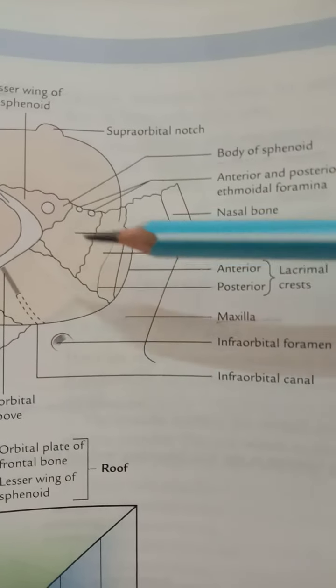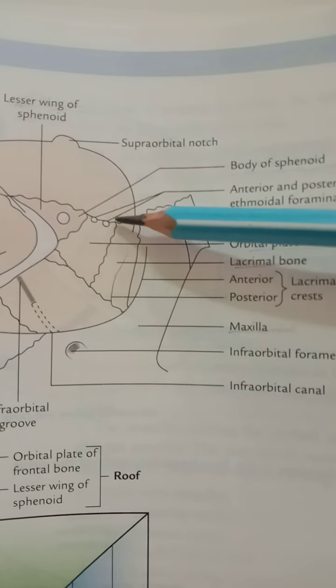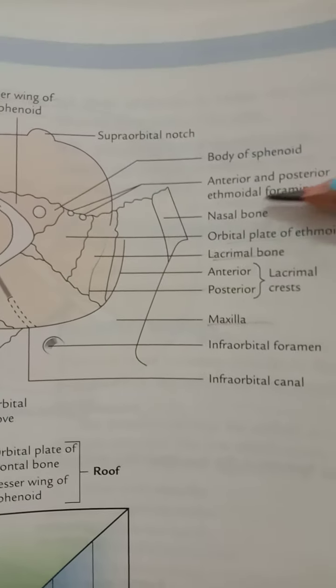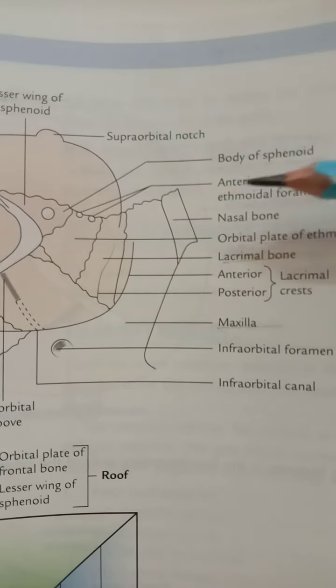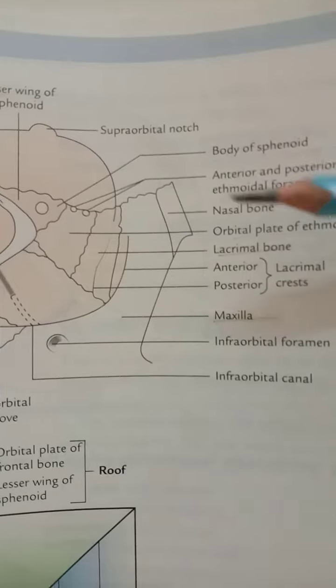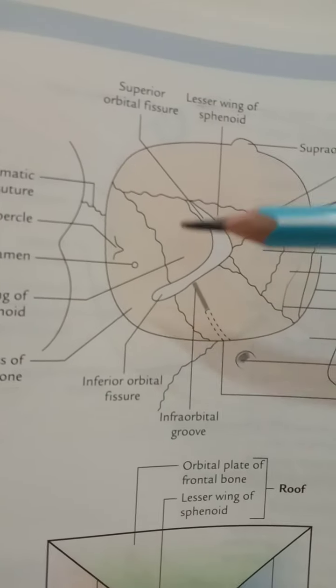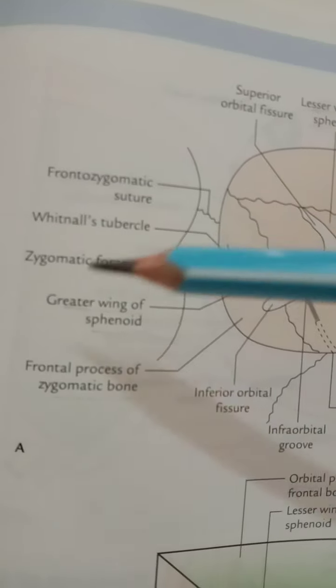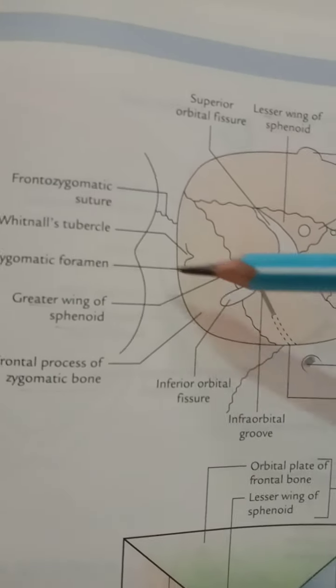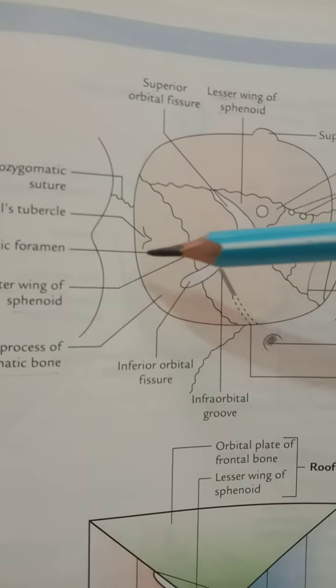Then the anterior and posterior ethmoidal foramens. Here you can see two small anterior and posterior ethmoidal foramens are present. Then on the lateral wall, only one small foramen is present, that is called the zygomatic foramen.